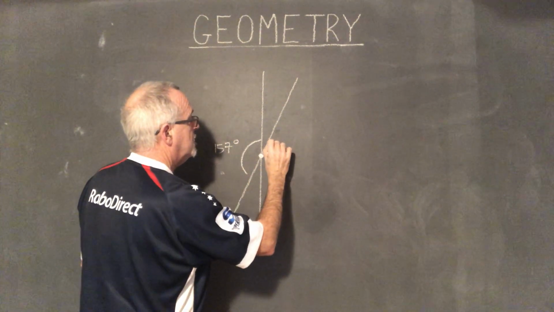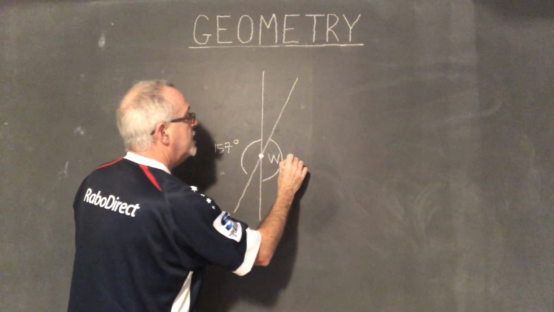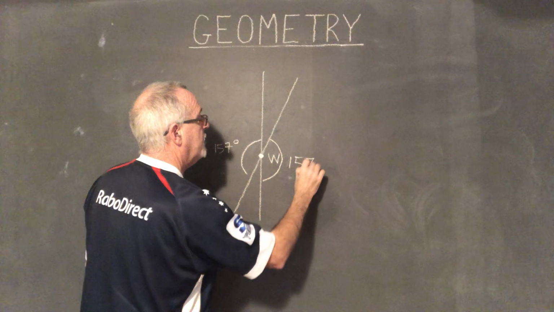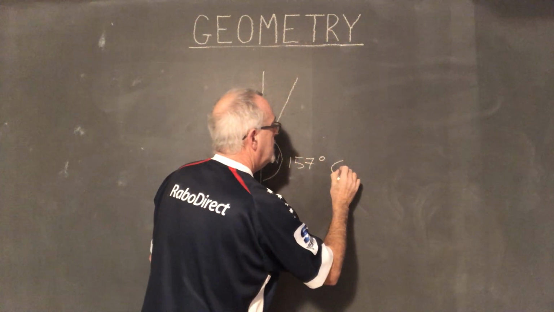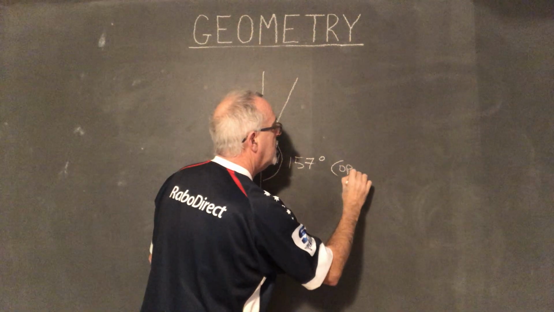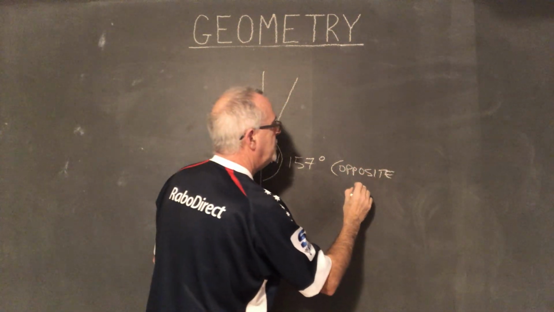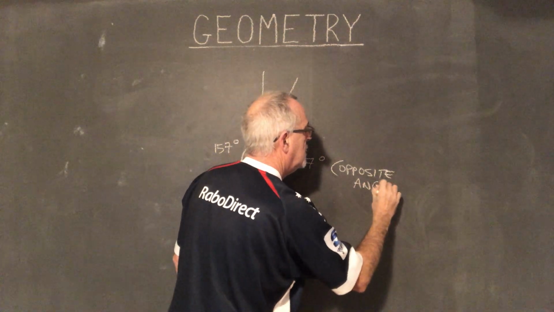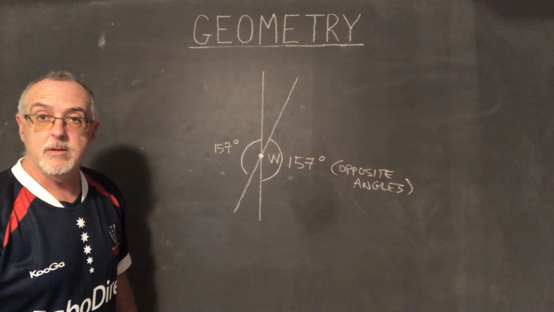Therefore, this one also, which is hard to draw the arc the same size because that W's in the way, this one is also 157 degrees. And how did I know that? Opposite. I'm applying the opposite rule. I like to say opposite angles. I've also heard this rule described as vertically opposite. It means the same thing.